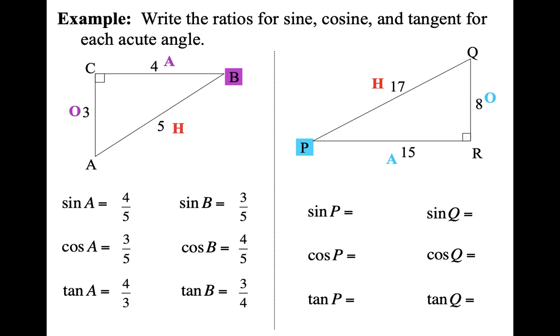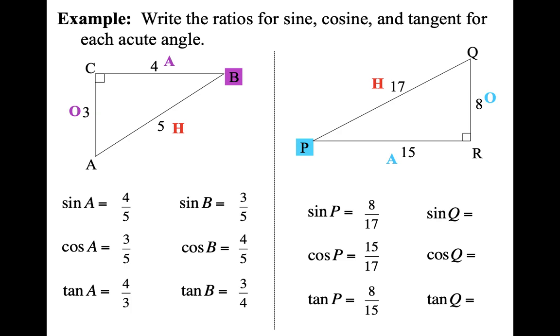So the sine of P is opposite over hypotenuse, that is 8 over 17. We cannot reduce, so that stays. Cosine of angle P is adjacent over hypotenuse, so that is 15 over 17. The tangent of angle P is opposite over adjacent, so that is 8 over 15. None of these can be reduced, but we just want to keep it in mind.